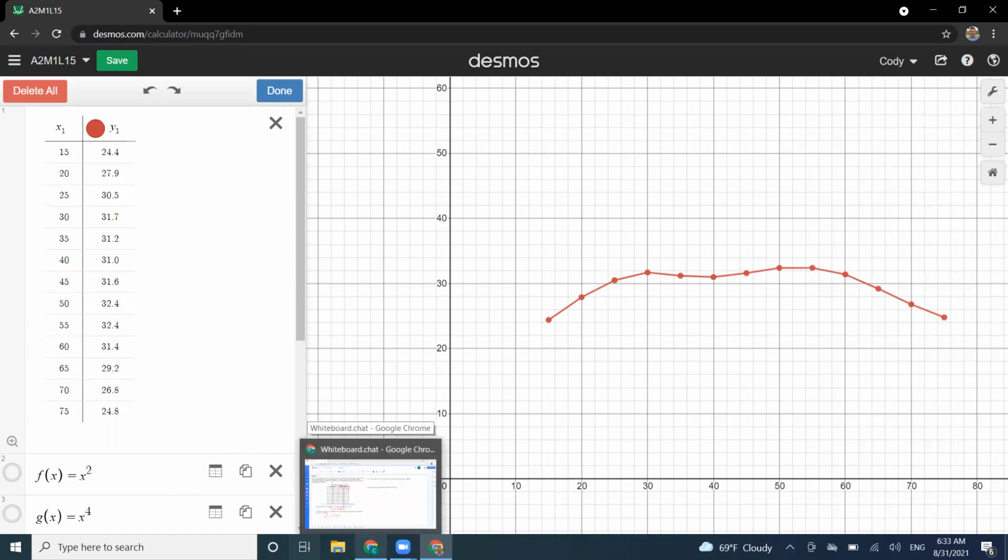Okay. And the way we would talk about this is we would say as x approaches negative infinity, the end behavior is going to be negative. As x approaches positive infinity, then the end behavior approaches negative infinity because it's also going down. Okay.